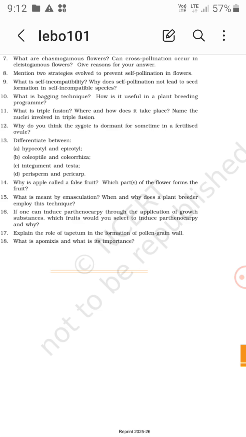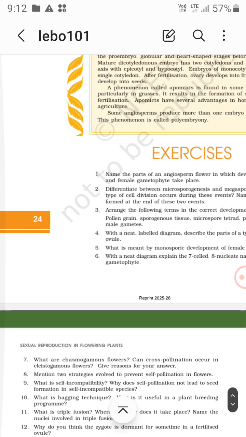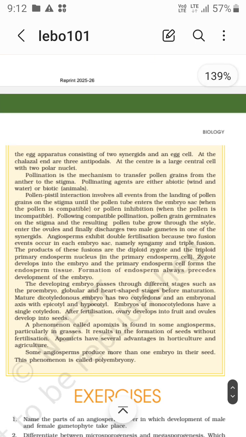Explain the role of tapetum in the formation of pollen grain walls. It nourishes the developing pollen grains, right? It is multinucleated, and it is the innermost layer. So what is apomixis? It is the formation of seeds without fertilization. And what is its importance? You don't have to buy seeds, like hybrid seeds and all that. So this chapter is done here, that is sexual reproduction in flowering plants.